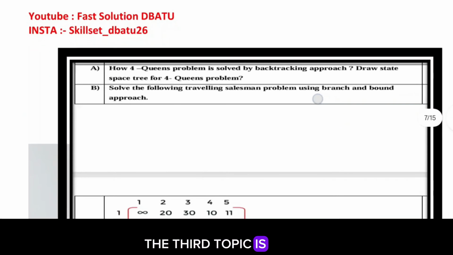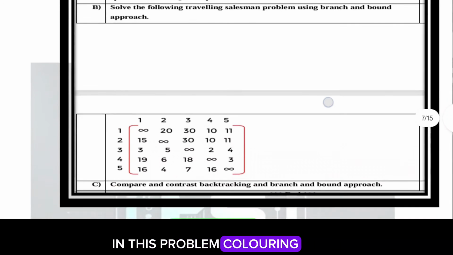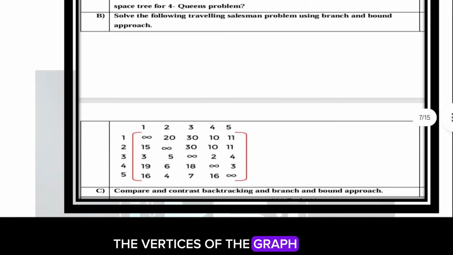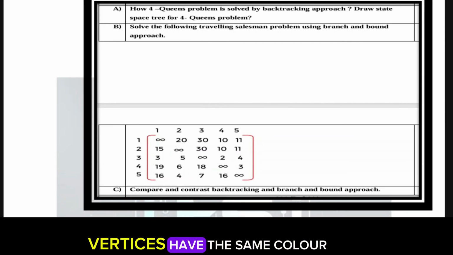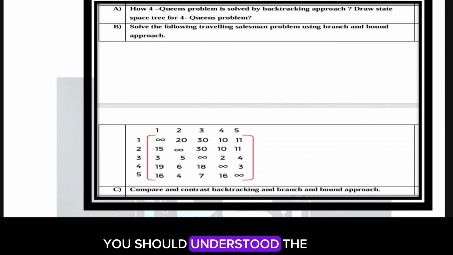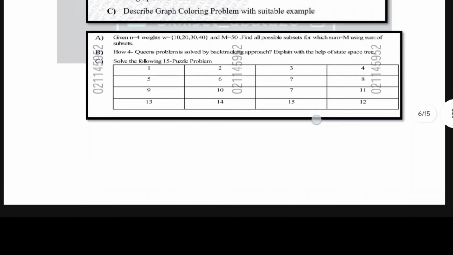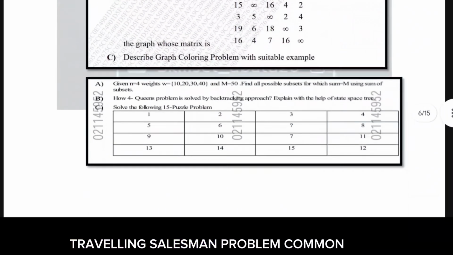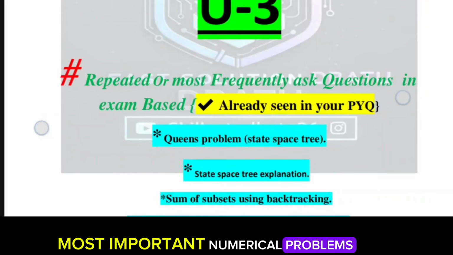Third topic is the graph coloring problem. In this problem, colors are assigned to the vertices of the graph in such a way that no two adjacent vertices have the same color. You should understand the concept of M coloring and be able to solve related examples. Finally, we have the traveling salesman problem, one of the most important numerical problems in this unit.